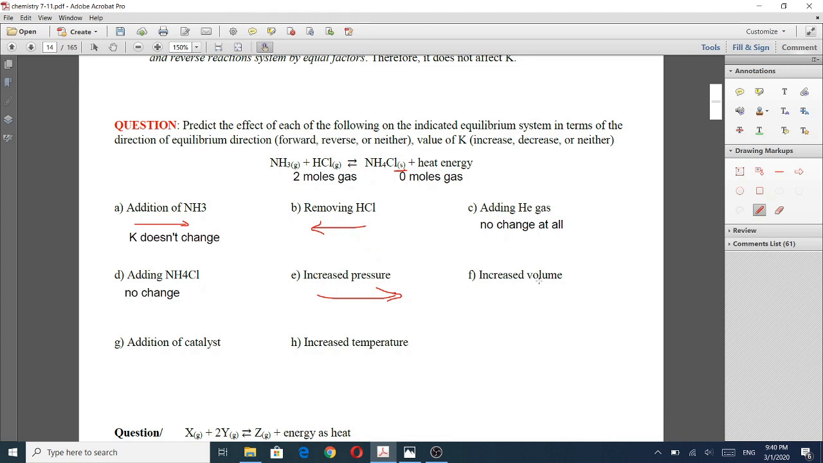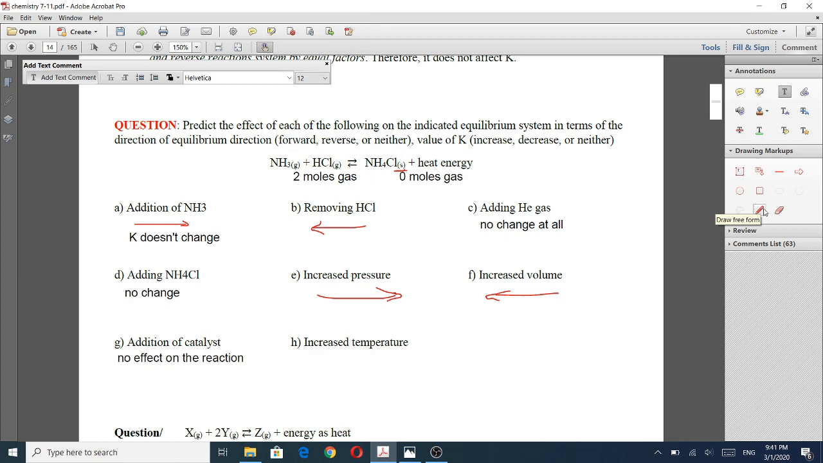What about increased volume? If you remember, we said volume is inversely proportional with pressure. Increased volume means decreased pressure. So if increased pressure is forward, then increased volume or decreasing pressure will be in the reverse direction. Adding a catalyst, again, will have no effect on the reaction, it only speeds up the reaction. Increased temperature.